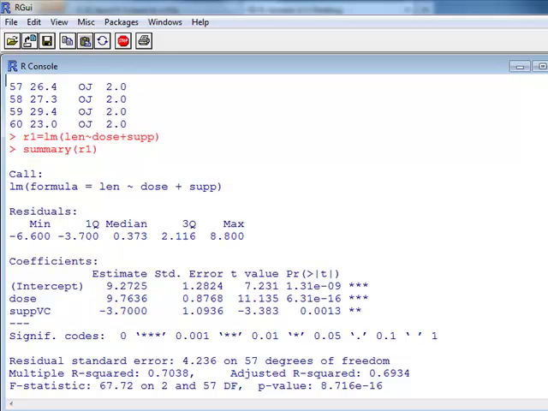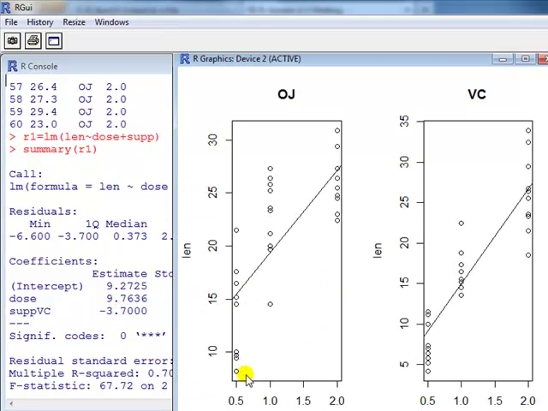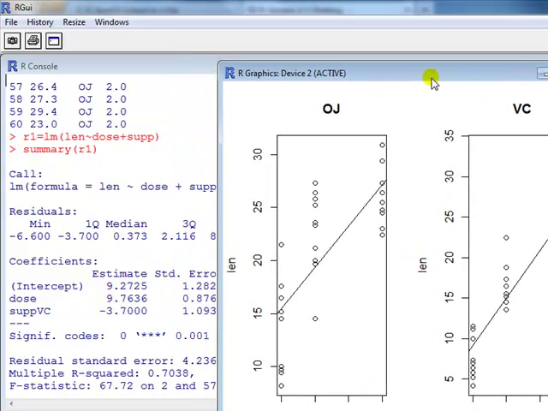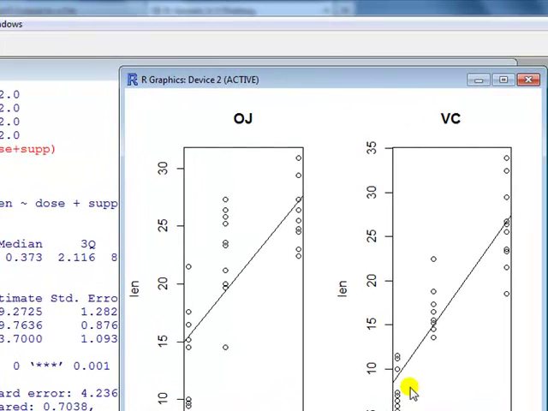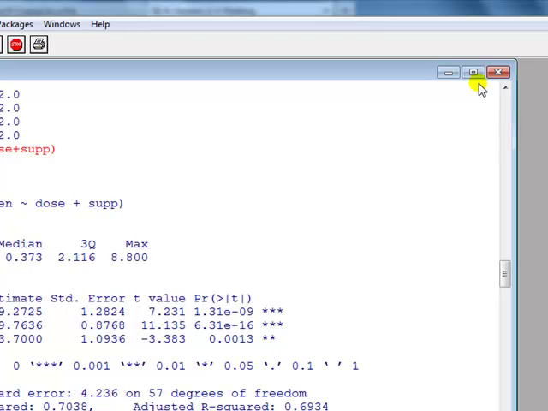What the heck does that mean anyway? It just means that across any level of dose, the length of tooth for a rodent taking VC for a given level of dose will be lower than for OJ. Alright, and that is the intercept dummy.